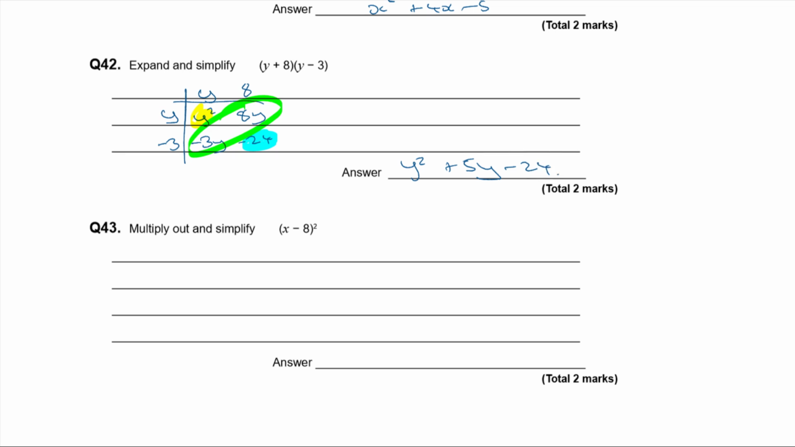Okay? Multiply out and simplify x minus 8 all squared. Well, x minus 8 all squared is x minus 8 times x minus 8. So I've got a double bracket still, it doesn't look like it immediately. So I'm going to have x minus 8, x minus 8 like that. Okay, so x times x is x squared, x times minus 8 is minus 8x, going to have another minus 8x there, and minus 8 times minus 8 is plus 64. So again, I've got an x squared term, I've got two terms in x, minus 8x and minus 8x, which you add together, you're going to get minus 16x. And then I've got a term on the end, which is plus 64.